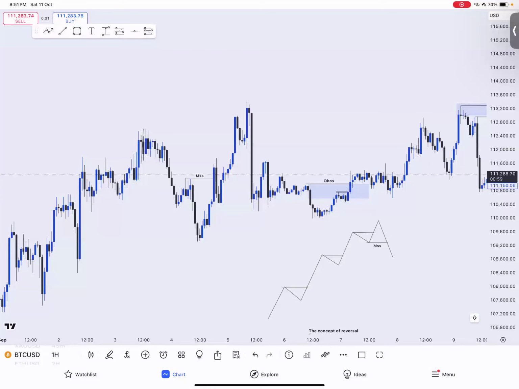After the structure part of the strategy, what comes next is the liquidity part of the strategy. Now, what is liquidity? Liquidity are zones in the market where there is money. You understand? If you're talking about finance, you're talking about liquid, which means you have liquid cash. So liquidity is basically a zone where there is a lot of money in the market.